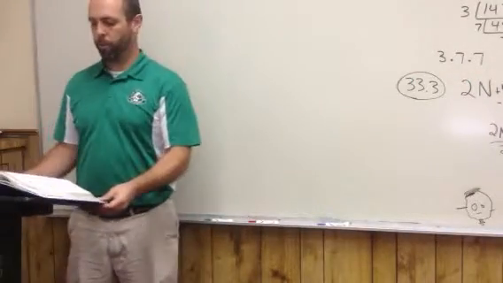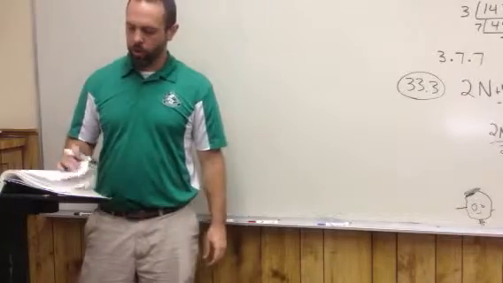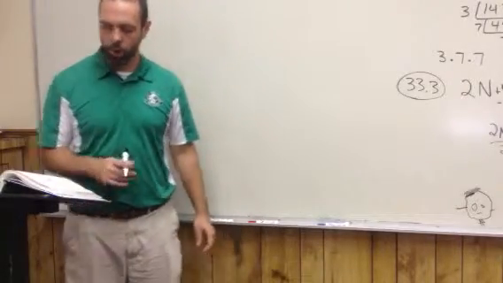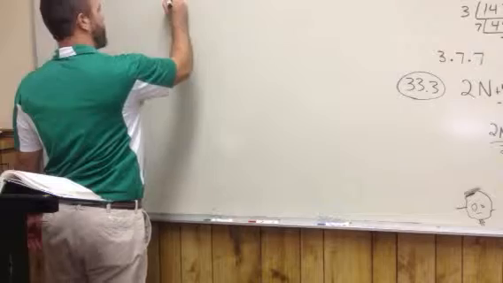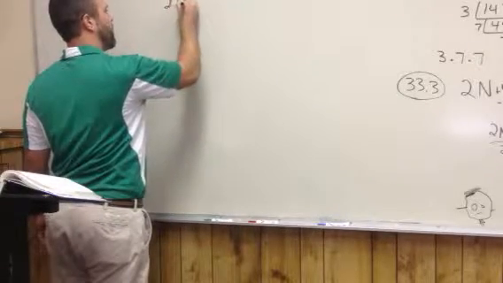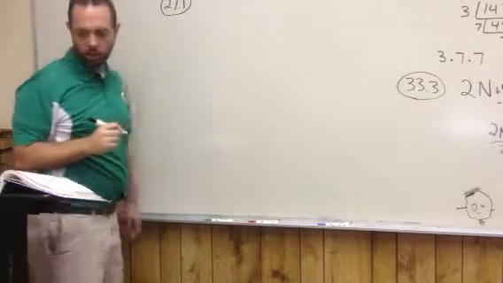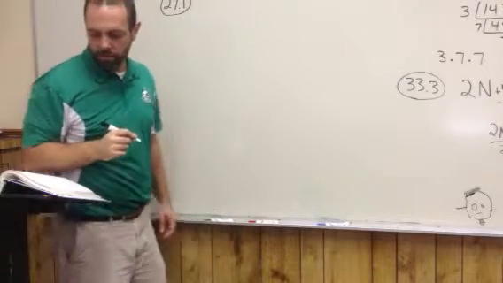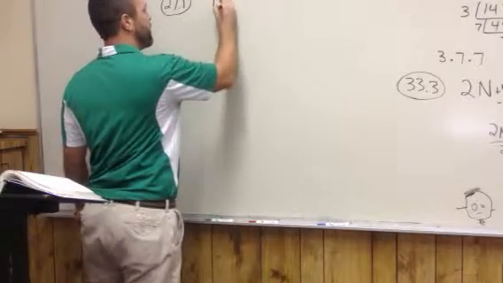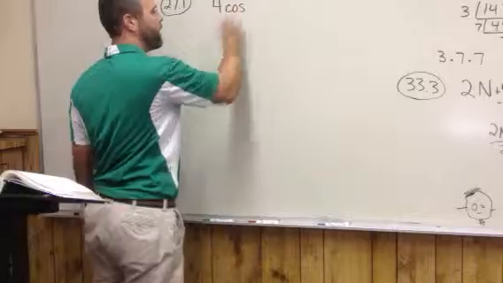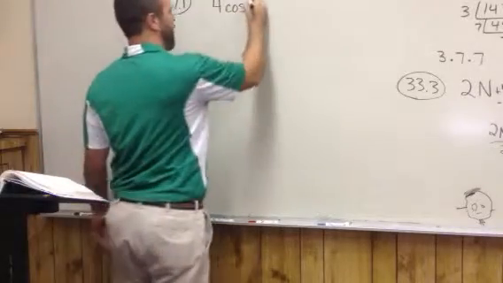Lesson 27 for pre-calculus. We're going to jump right into the examples. Look at example number 1. In your book on page 190, it says evaluate 4 times the cosine of 135 degrees.